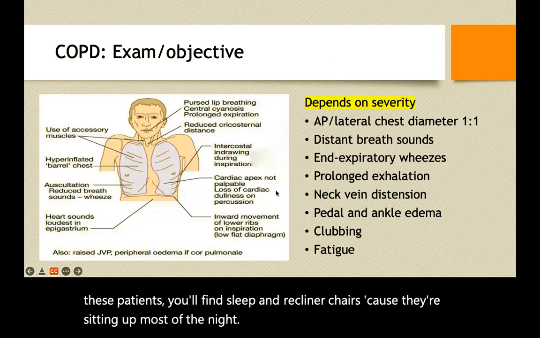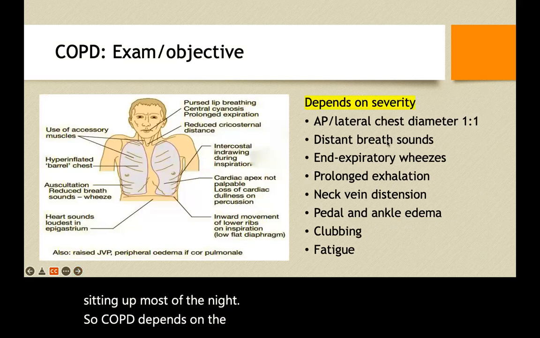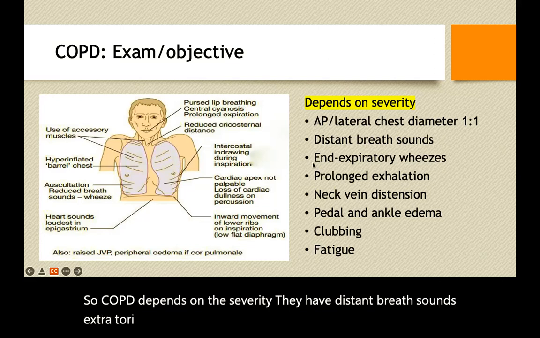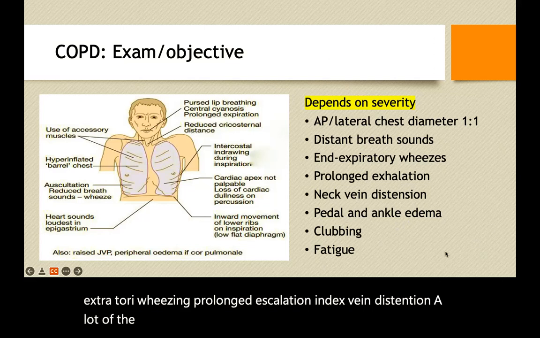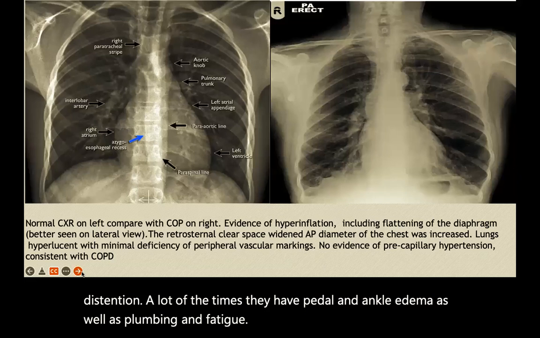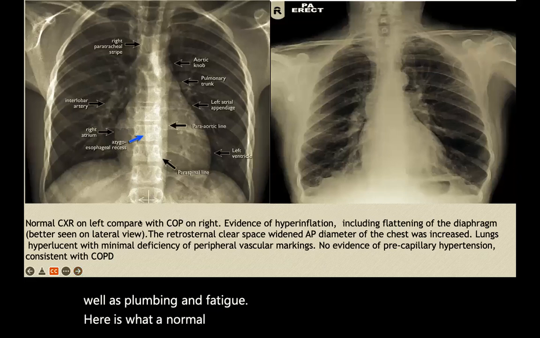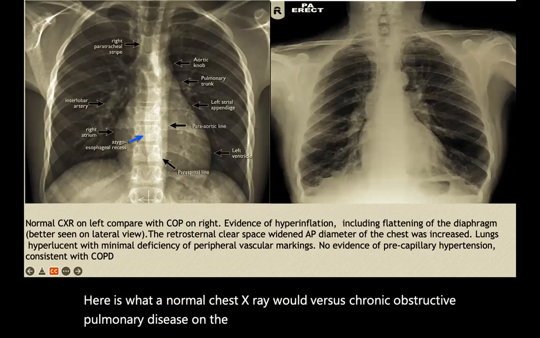So COPD depends on the severity. They have distant breath sounds, expiratory wheeze, prolonged exhalation, neck vein distension. A lot of the times they have pedal and ankle edema, as well as clubbing and fatigue. So here is what a normal chest x-ray looks like versus chronic obstructive pulmonary disease on the right, where we have evidence of hyperinflation.